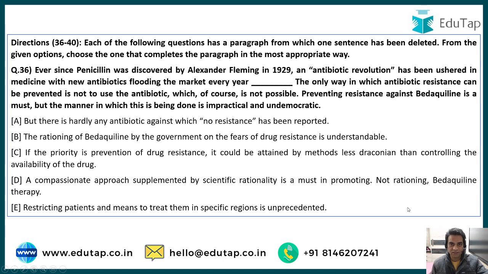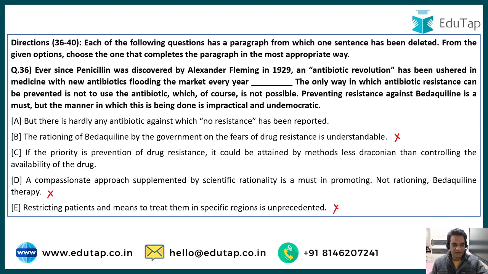So guys, let's read again. Ever since penicillin was discovered by Alexander Fleming in 1929, an antibiotic revolution has been ushered in medicine, with new antibiotics flooding the market every year. The only way in which antibiotic resistance can be prevented is not to use the antibiotic, which of course is not possible. So bedaquiline is the last part. We cannot use bedaquiline in this connecting sentence. So we can eliminate option number B and option number D very easily. Right, we are left with A, C, and E. Restricting patients and means to treat them in specific regions is not being spoken of, so we can eliminate E as well. So let's look at option number A and C, guys.